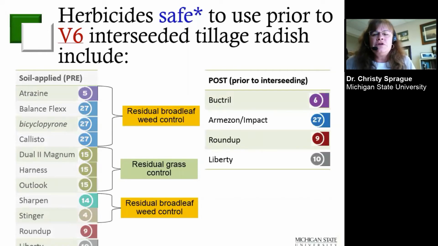From our post-emergent side, really what we saw was the Buctril, Armezon, Impact, Roundup, and Liberty were all safe to use prior to interseeding at the V6 time with tillage radish.